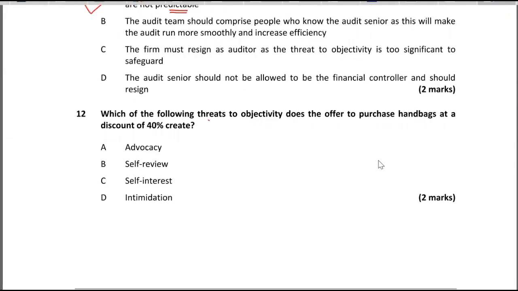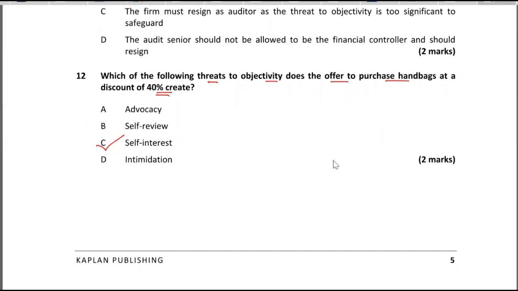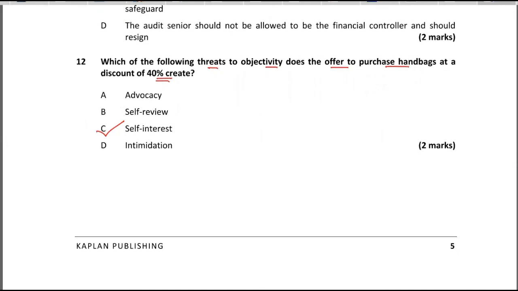Which of the following threats to the objectivity does the offer to purchase handbags at a 40% discount create? Isn't it too difficult? Self-interest, right? Yes, because obviously when you are having the discount, you have to support them as well. 40% is a significant amount. You can even purchase those bags at 40% and sell in the market at the full price. Just giving you a business idea, anyways. But obviously, you cannot do that.